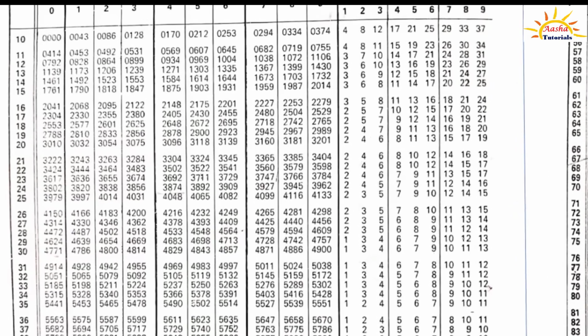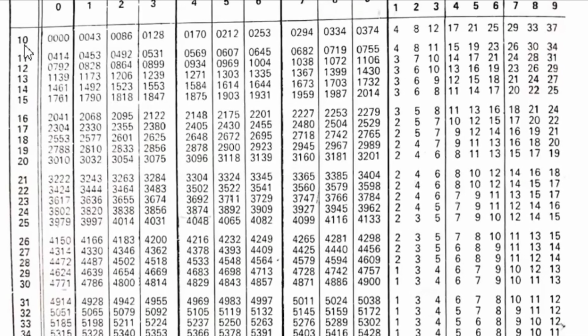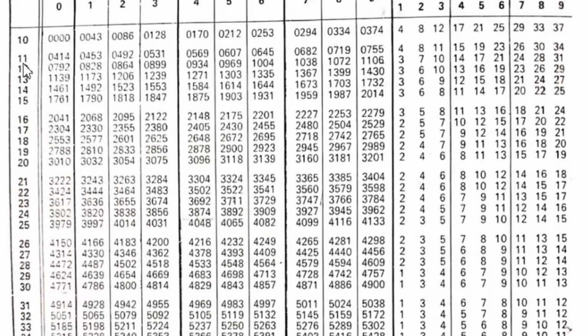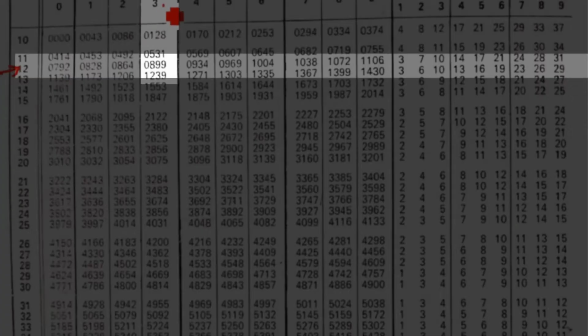Here you see the first column, where we can see the log of numbers starting from 10 up to 99, and after that there are 10 columns, 0 to 9, and there are 9 columns of mean difference. As we want to find the log of 12 in the third column and the mean difference in the fourth column, let's see what we have. So here there is a 12, and in the third column its log is 0899.